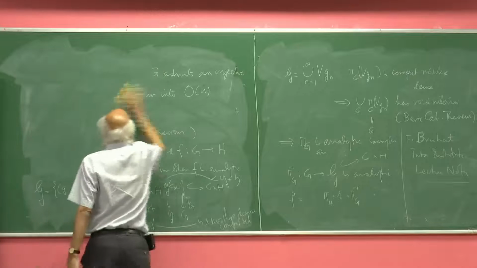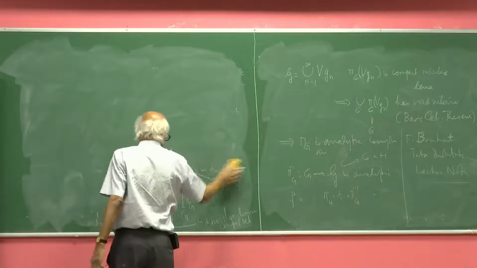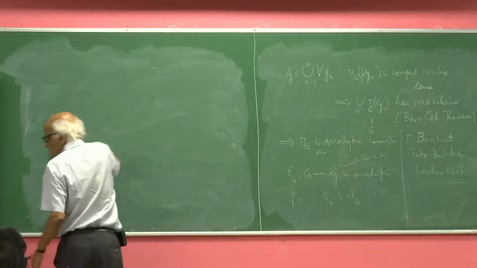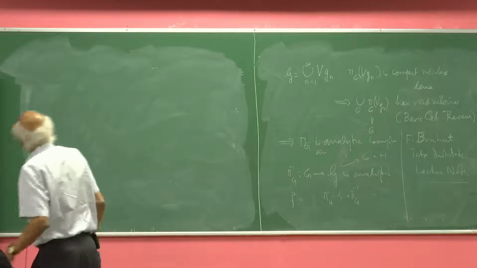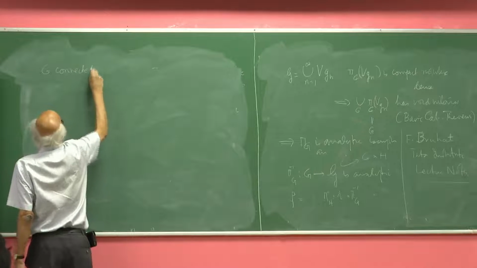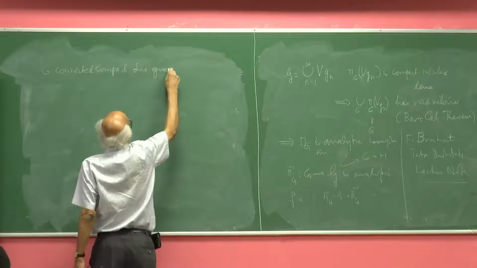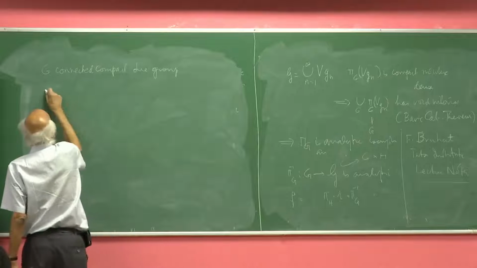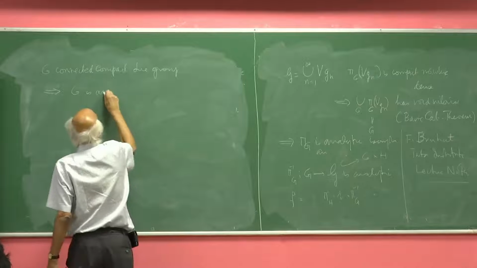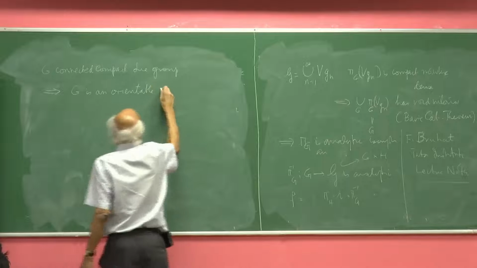Okay. So towards that end, some topology of the group gets involved. So G is a connected compact Lie group. This implies G is a non-orientable compact manifold.